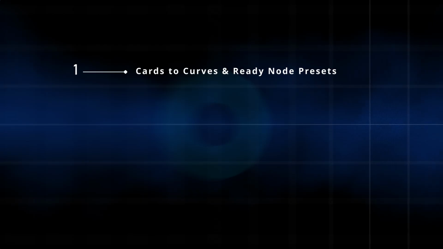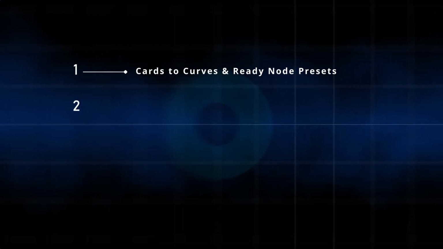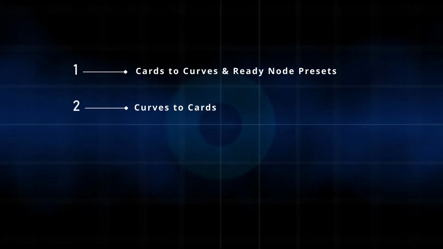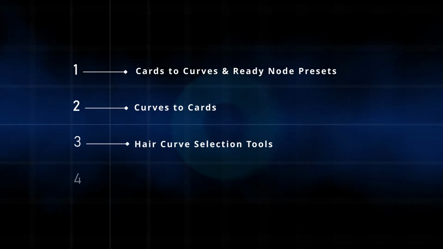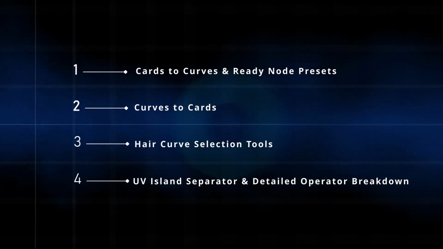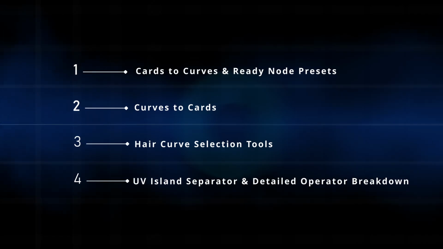Section 1, Cards to Curves Workflow and Ready Node Presets. Section 2, Curves to Cards. Section 3, Hair Curve Selection Tools. Section 4, UV Island Separator Use Cases and Detailed Operator Breakdown.